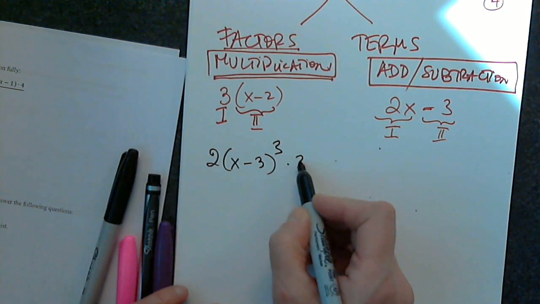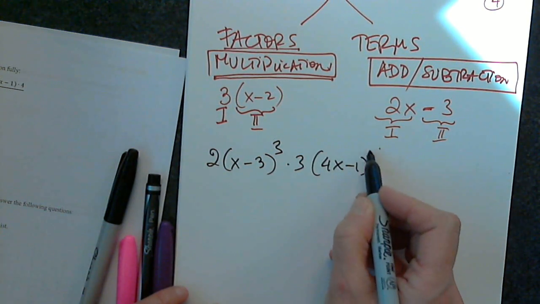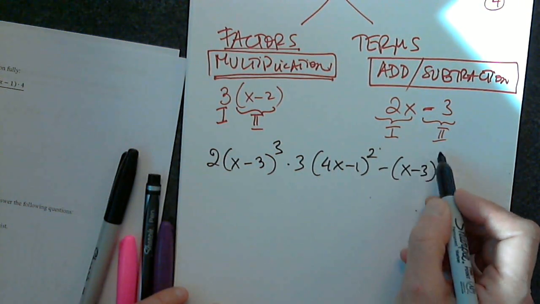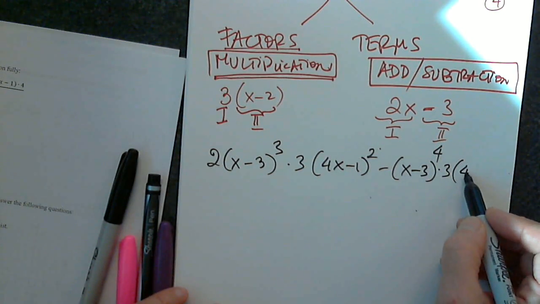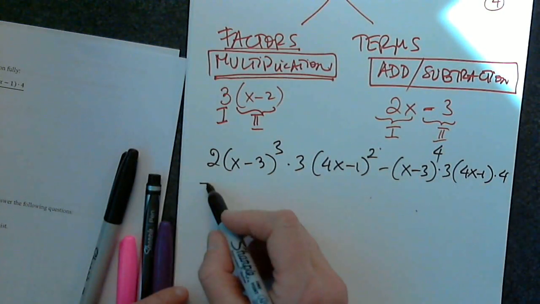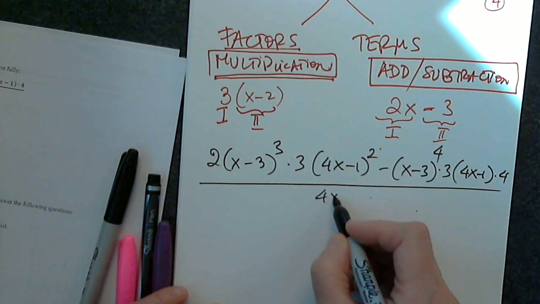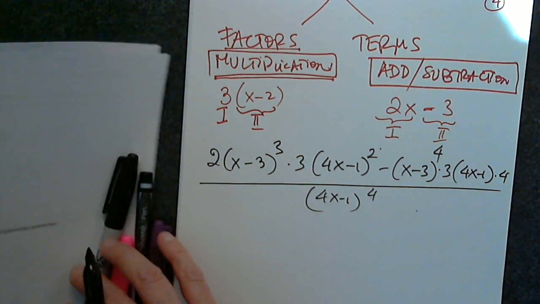So this is 2x minus 3 to the third times 3, 4x minus 1 squared minus x minus 3 to the fourth times 3, 4x minus 1 times 4, everything over 4x minus 1 to the fourth.